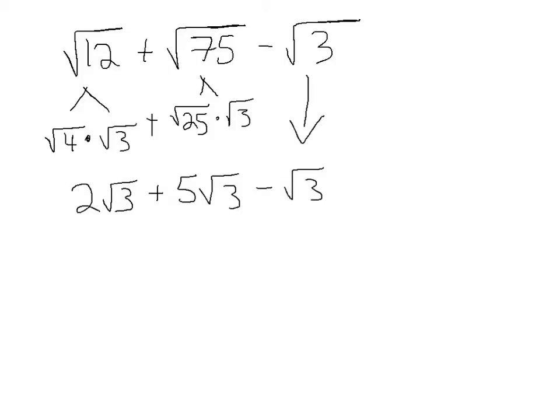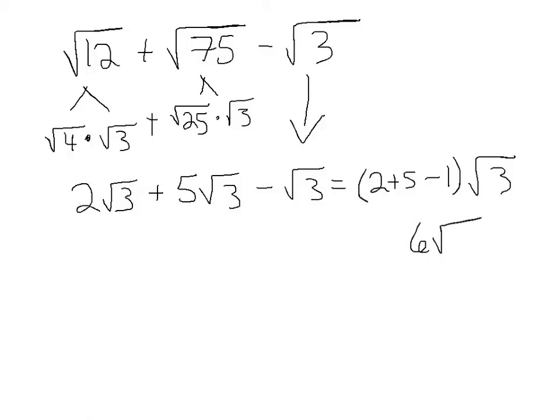And so now if you notice, I have the same indexes and radicands, all square roots of 3. So now I can add and subtract the coefficients. So this is going to be 2 plus 5 minus, and the coefficient of that, since it's not there, is just simply 1. And so I have 2 plus 5 minus 1 times the square root of 3. 2 plus 5 is 7, minus 1 is 6, so I have 6 square roots of 3.